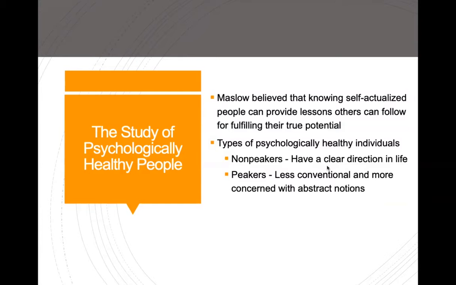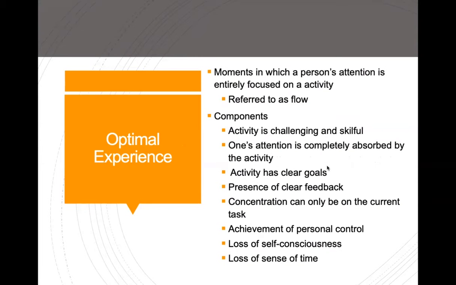He liked to study these people, and he said that there are different psychologically healthy individuals, the non-peakers and the peakers. The non-peakers have a clear direction in life, right? And the peakers are less conventional and more concerned with abstract notions. But both are psychologically healthy. Okay? So these were some of the things he proposed.